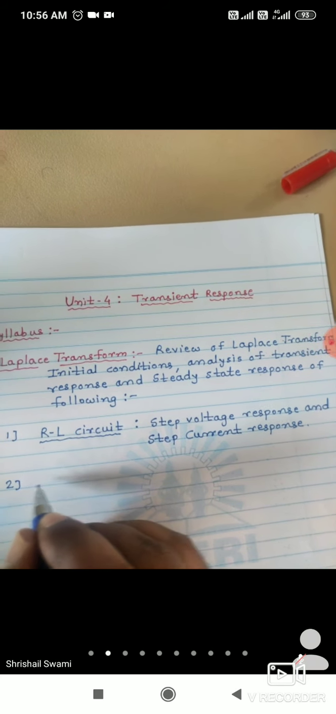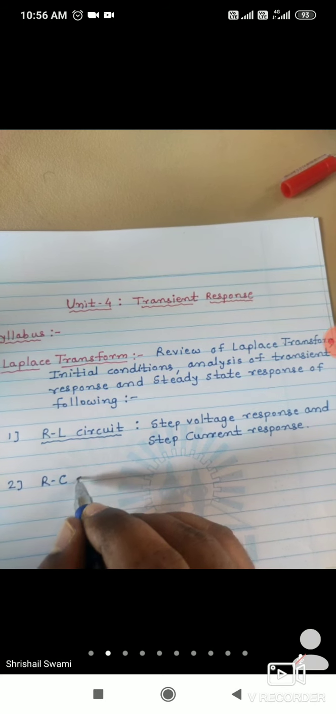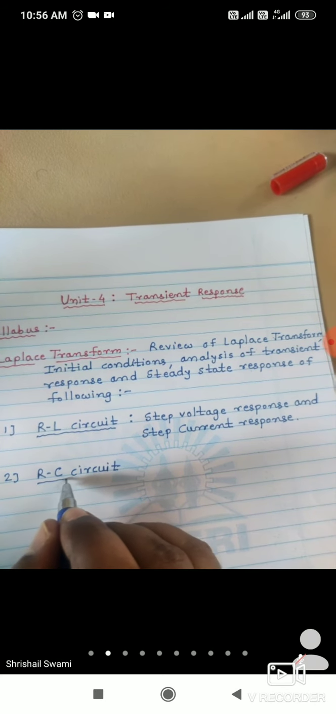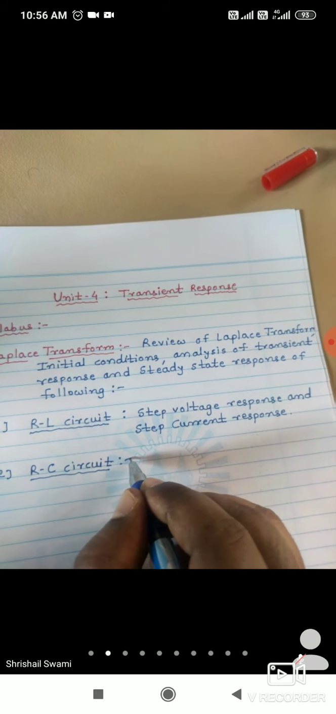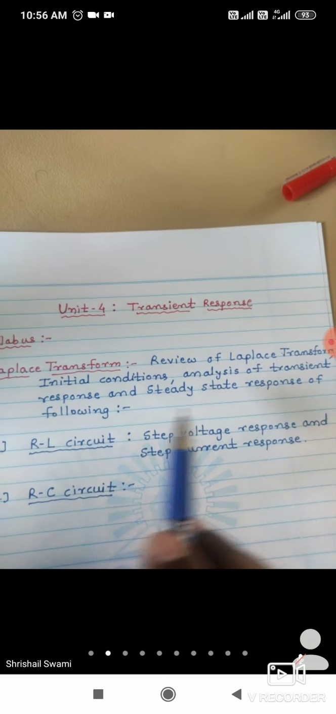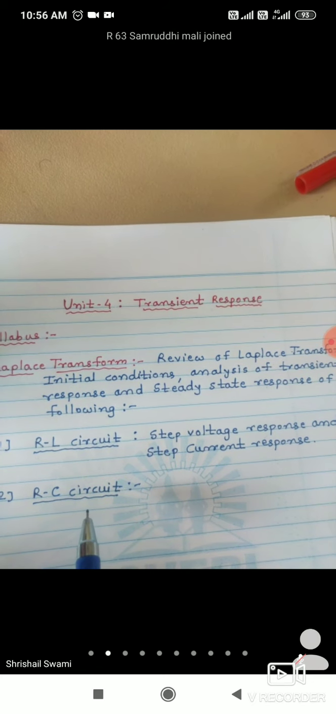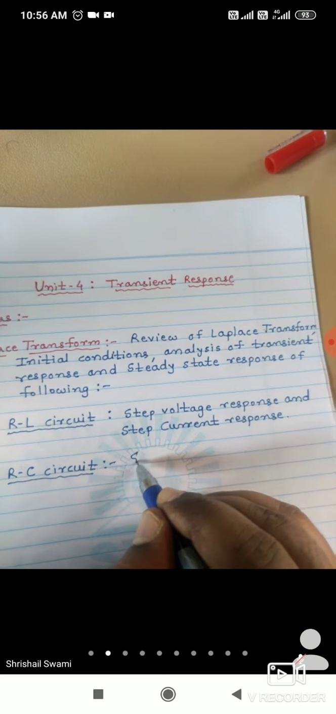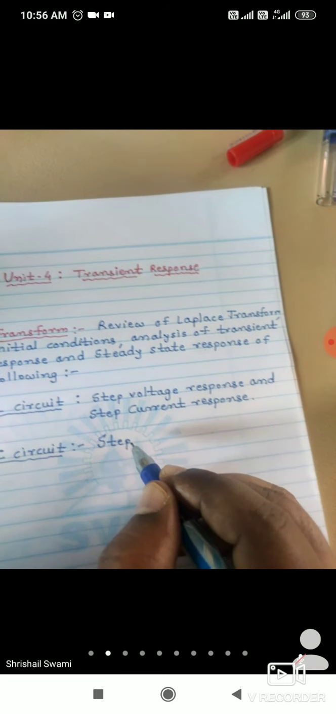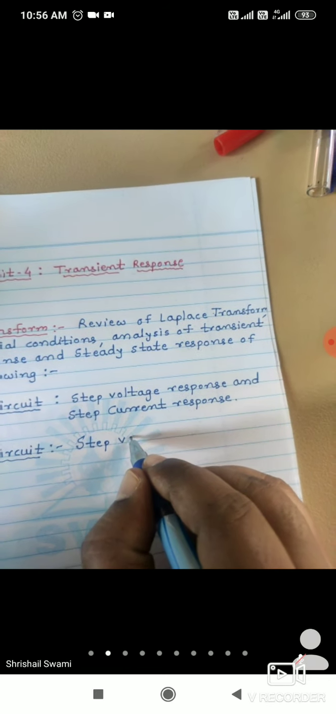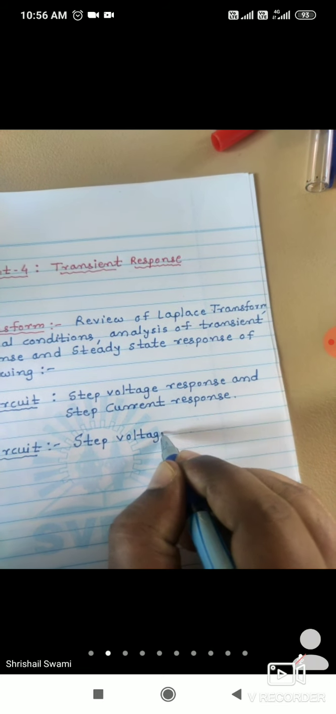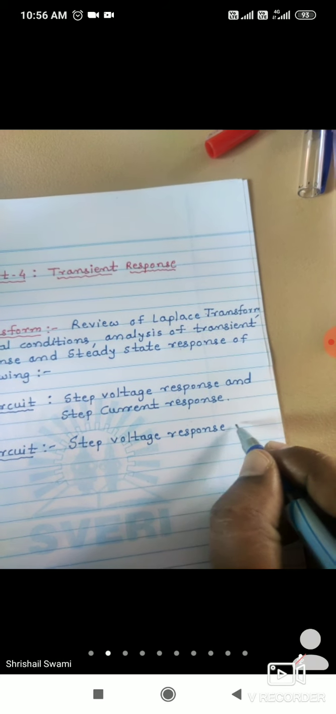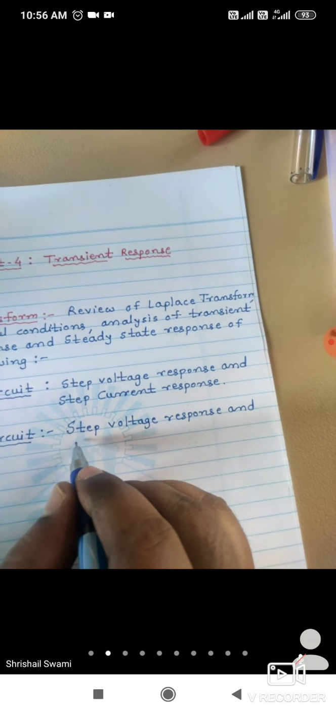Similarly, the second type is the RC circuit, in which resistor and capacitor are connected. Again, we are learning the transient response and steady state response of the RC circuit using step voltage response and step current response. Only the nature of the circuit will change.